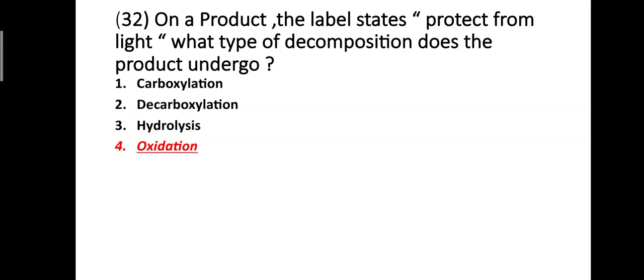Question 32. On a product, the label states protect from light. What type of decomposition does the product undergo? Option first, carboxylation. Option second, decarboxylation. Option third, hydrolysis. And option fourth, oxidation. And the correct answer is option number 4, oxidation.